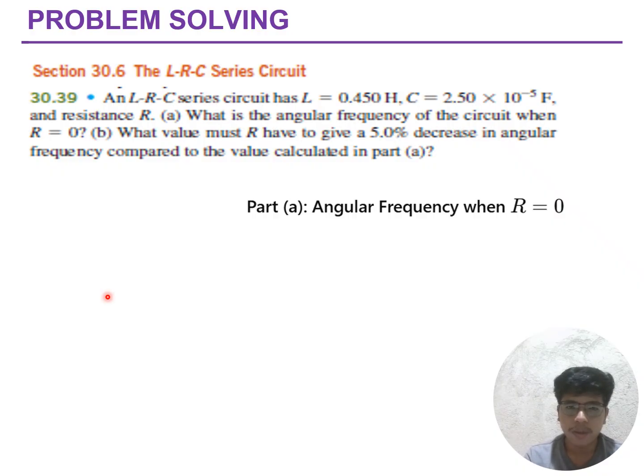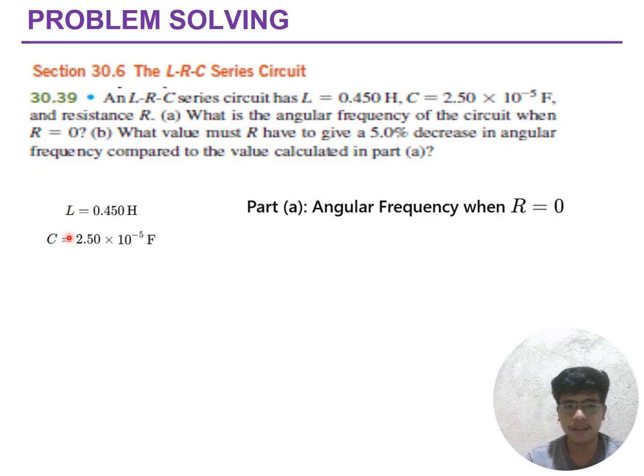B. What value must R have to give a 5.0% decay in frequency compared to the value calculated in part A? So let us first try to solve part A, the angular frequency where R is equal to 0. We have this given formula, I mean the values given in the problem.